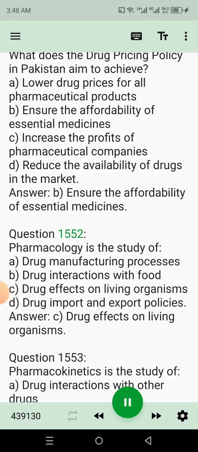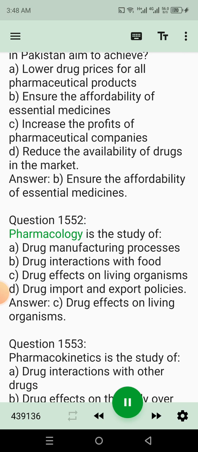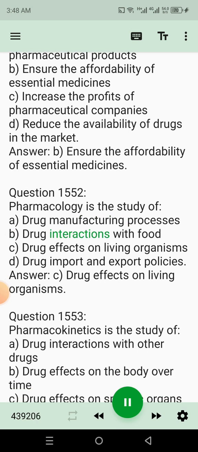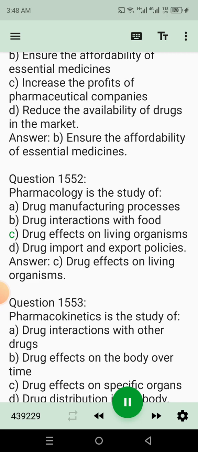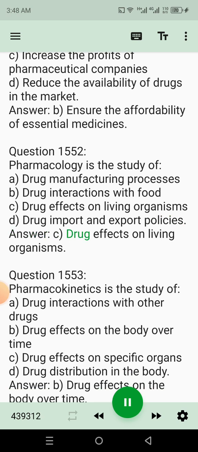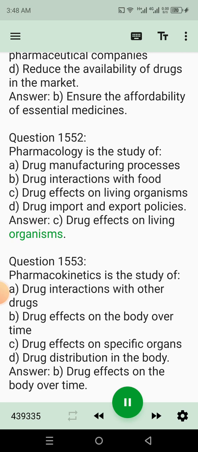Question 1552. Pharmacology is the study of A. Drug manufacturing processes. B. Drug interactions with food. C. Drug effects on living organisms. D. Drug import and export policies. Answer: C. Drug effects on living organisms.